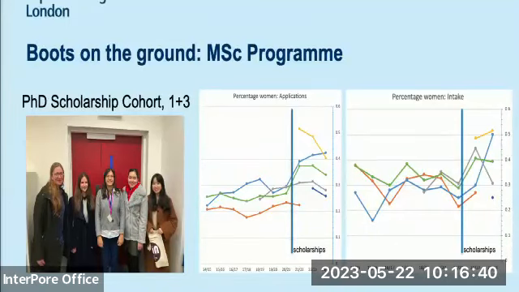I can say that creating the scholarship program, I think, did have a very positive impact on our ability to attract women applicants. So ever since we have the scholarship program, we do have a slightly higher percentage of women applying to our MSc programs. And that has helped us push the percentage of intake of women as well, because you need both, right?